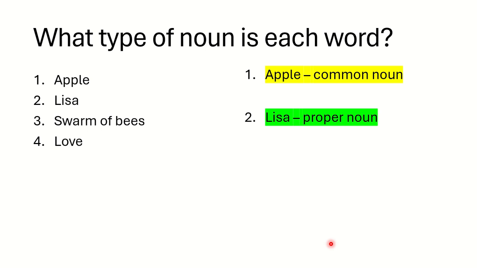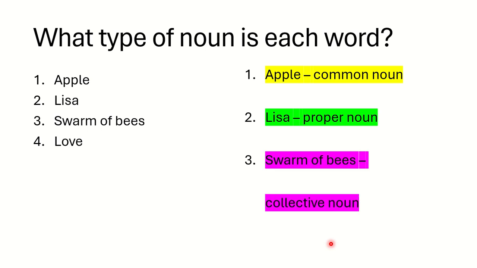Then number 3, swarm of bees. Swarm of bees is a collective noun, as it is referring to bees as one group. Then we have number 4, which will be an abstract noun, because love is something that we feel.